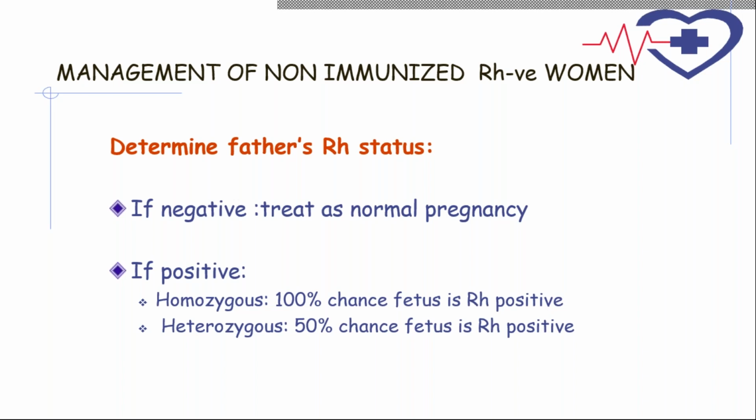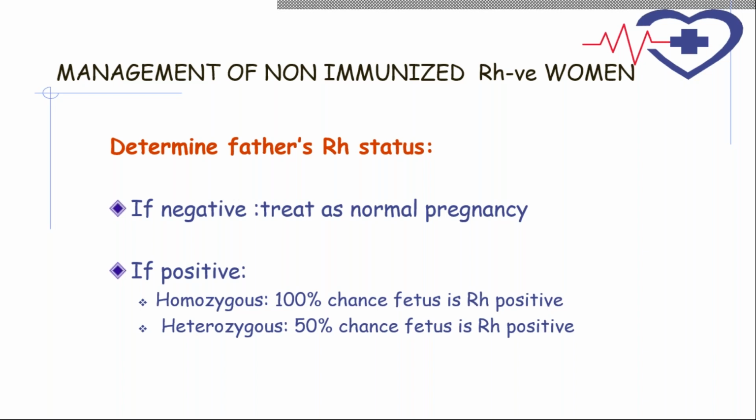So if any woman is RH negative, how do you proceed? Let's discuss that first. In any pregnant woman who is RH negative, it is not a question of non-immunized or not; we have to do the husband's blood group and find out the RH status of the husband. If it is negative, then we will treat it as a normal pregnancy, although we will be giving prophylaxis, which we will discuss soon.